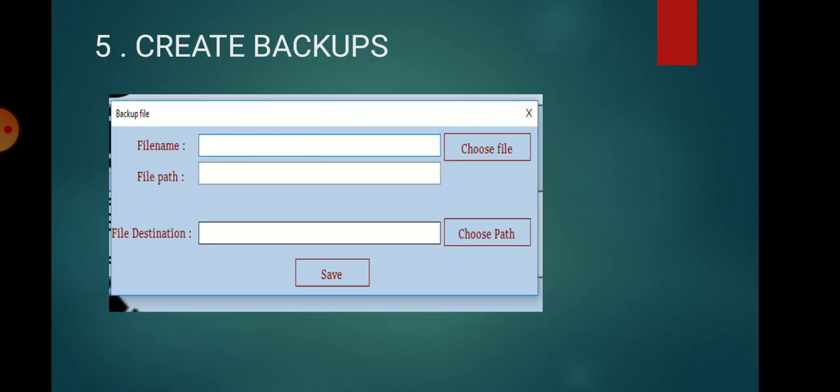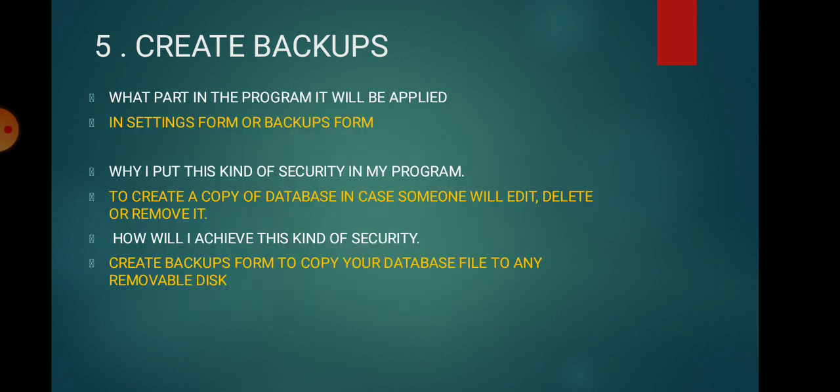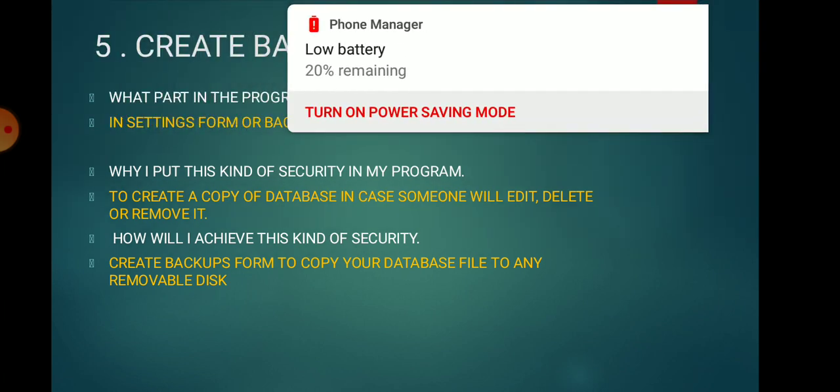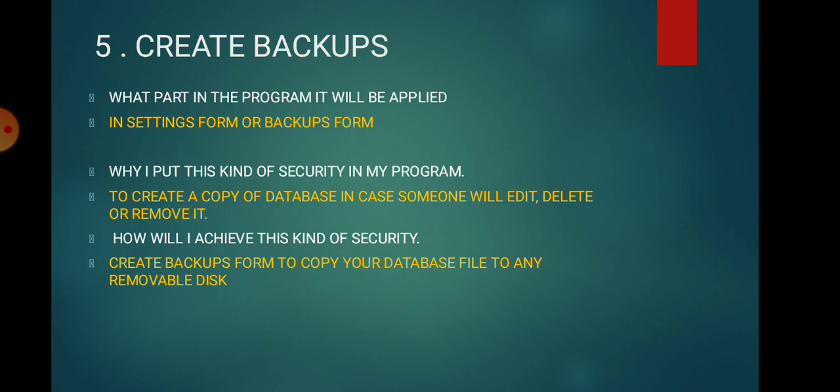Five, create backup. This is an example of a create backup form. What part in the program will it be applied? In the settings form or backup forms. Why do I put this kind of security in my program? Of course, to create a copy of the database in case someone edits, deletes or removes the database file. How will I achieve this kind of security? Create backup forms to copy your database file to any removable disk.